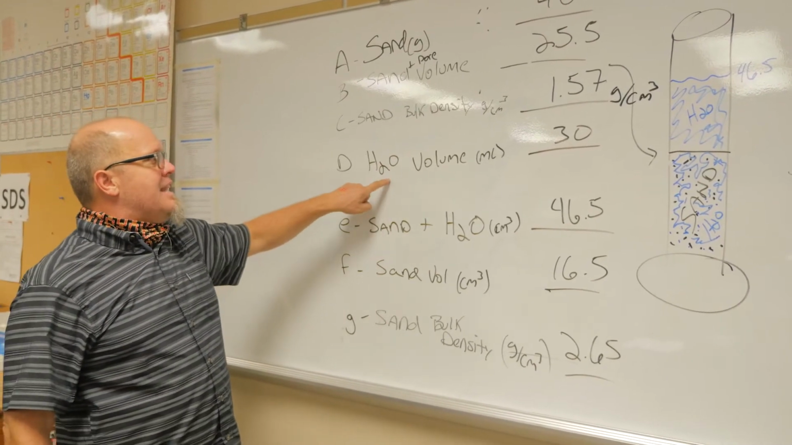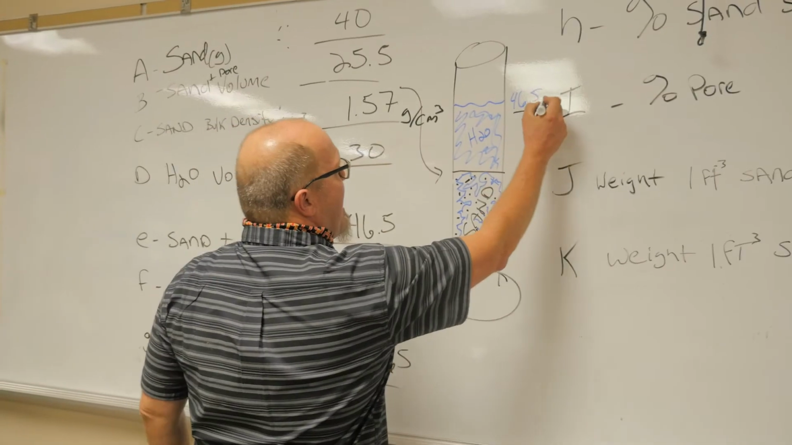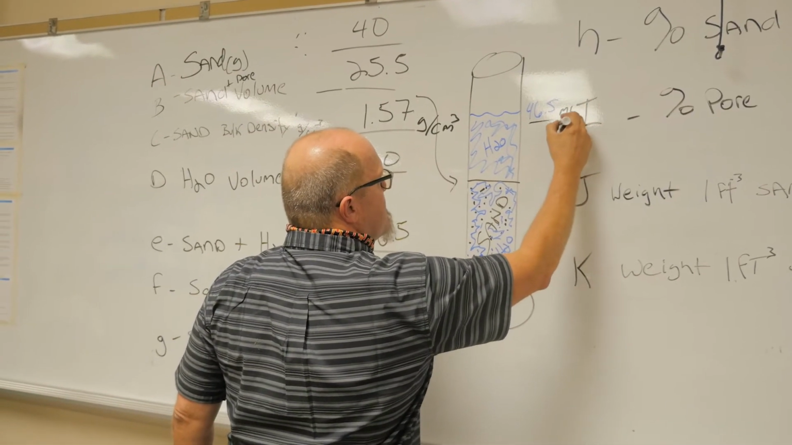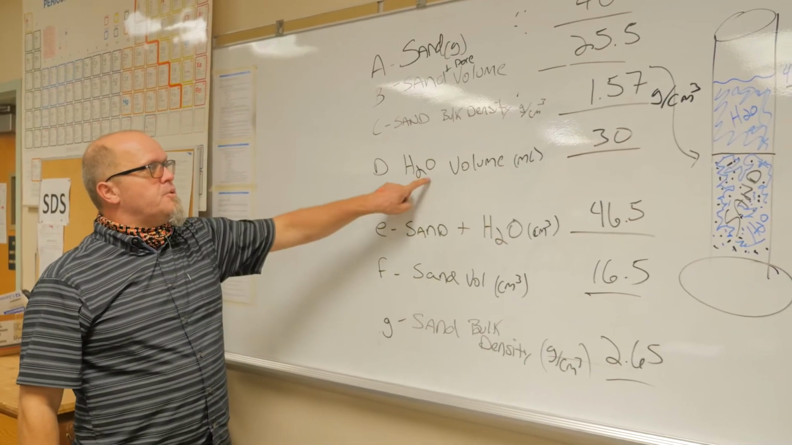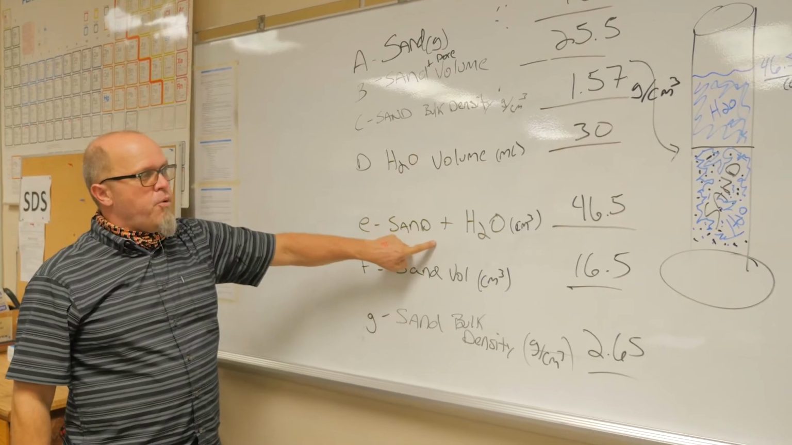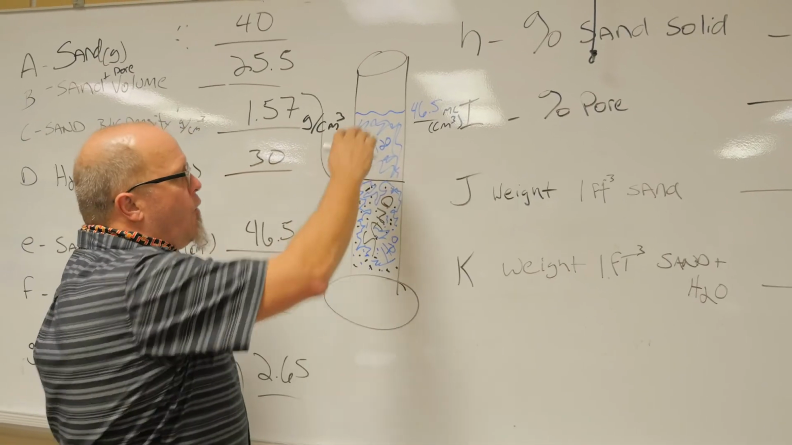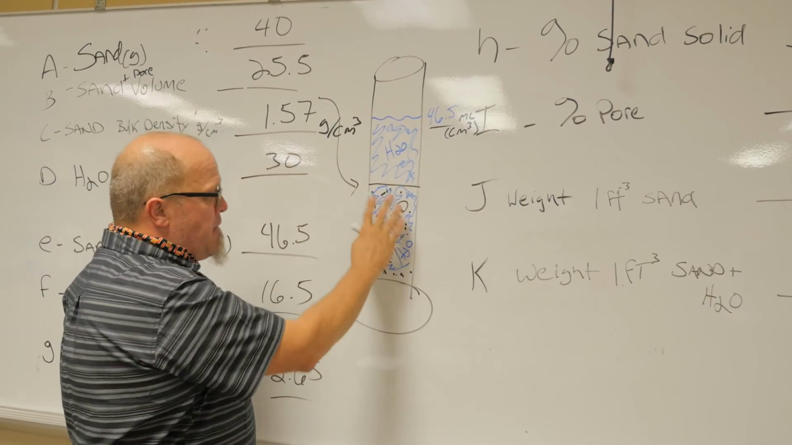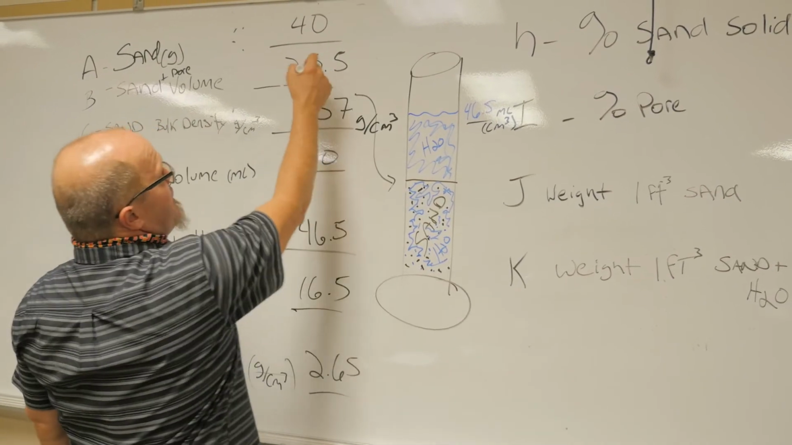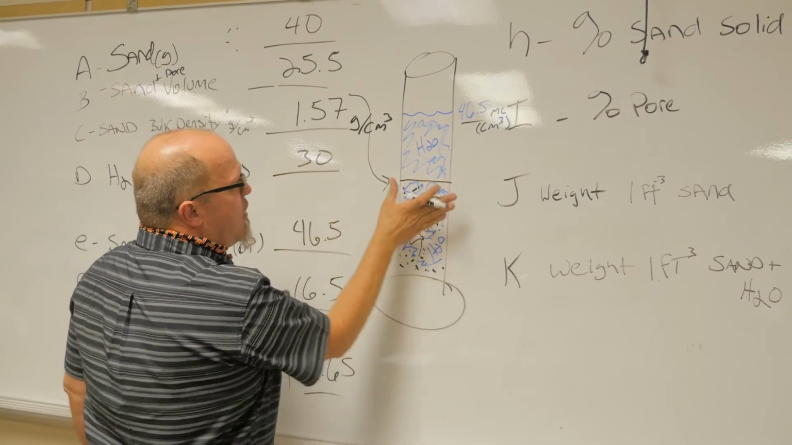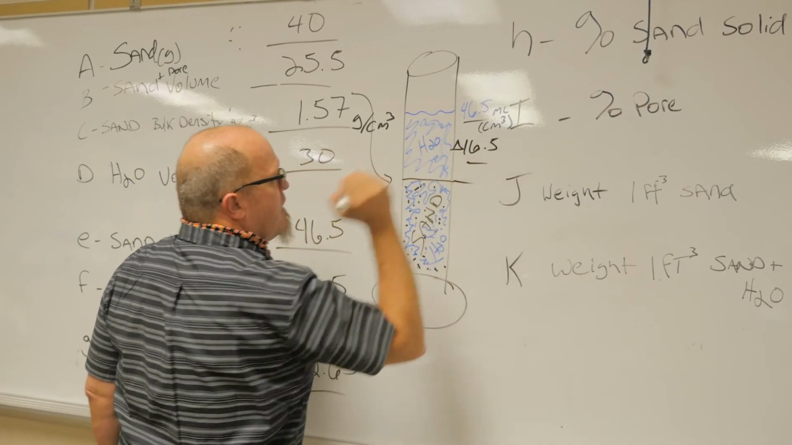Now, when we added the water to the sand, it ended up being 46.5 milliliters, or cubic centimeters, either one. So the difference between 30 and 46.5, which is 16.5, is the actual volume of the sand. The water couldn't get in between those particles. It was able to go in between the rest of it, but 16.5 of the 25.5 was sand solids, and that's why the water column went up 16.5.